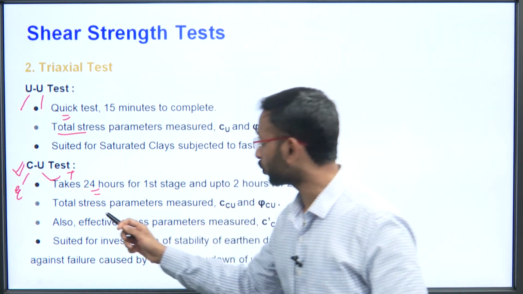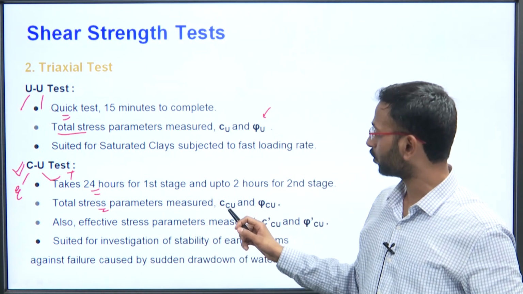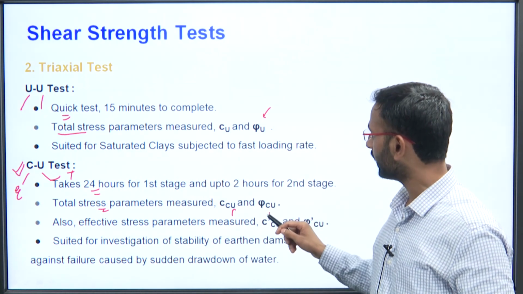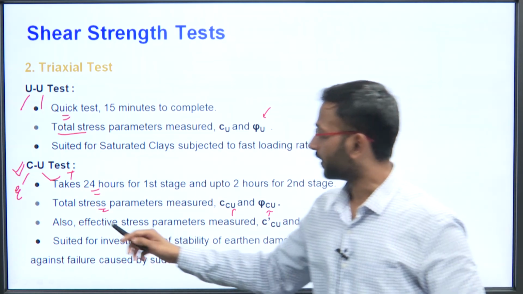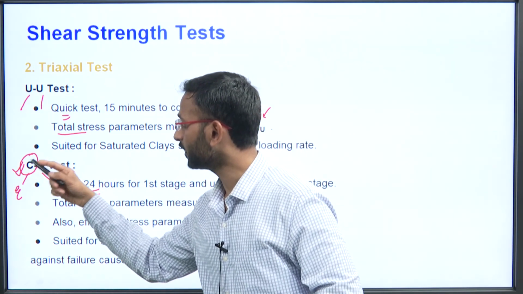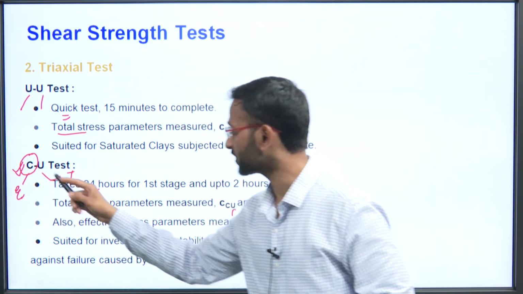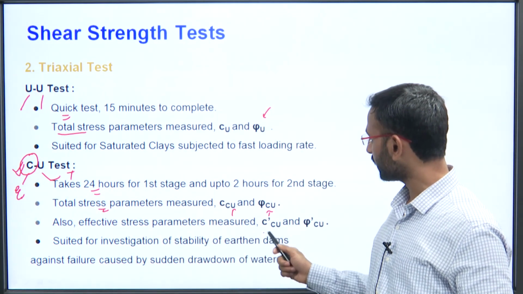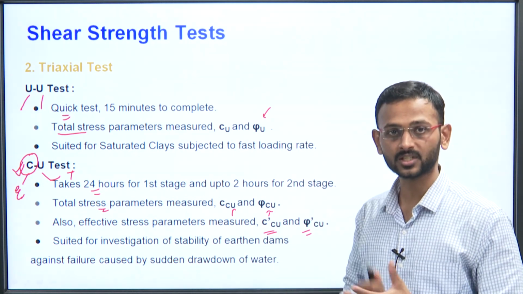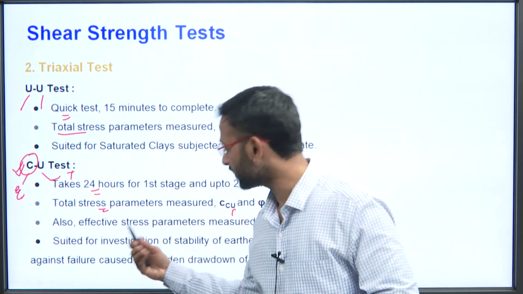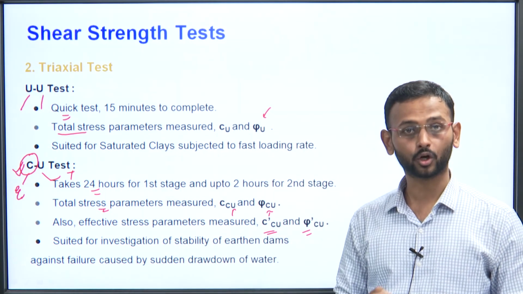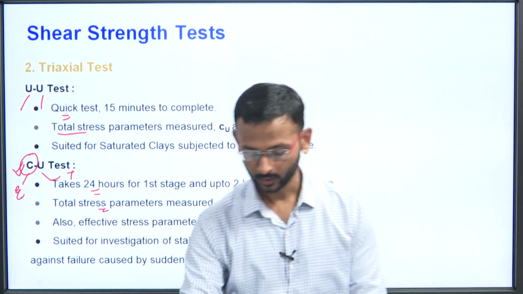Then if we talk about these total stress parameters here, in this case, C of CU, because it is a CU test there, and phi of CU. Acha, in the very first stage, consolidation is taking place. So these are the effective stress parameters there. So here it is C dash and phi dash value. So these are the two effective stress values. These are suited for investigation of stability of earthen dams against failure caused by sudden drawdown of water, okay.